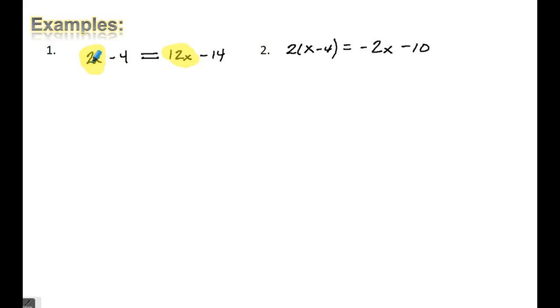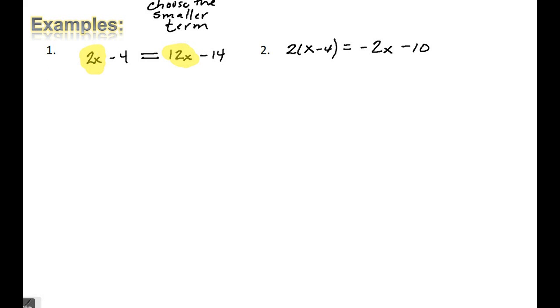Now we have to decide which side to choose. Do we choose the 2x and move it to this side of the equation, or do we take the 12x and move it to the other side? This is something students don't know what to do, so I'm going to show you something very simple. How do I choose which one to move? Just choose the smaller term. Between 2x and 12x, which one is the smaller term? Well, that would be the 2x.